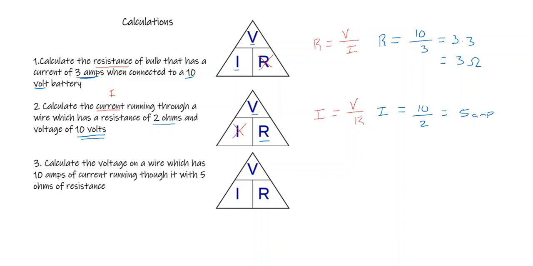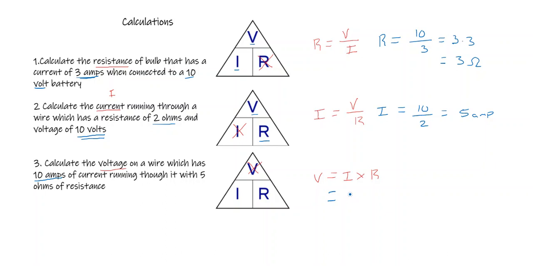And then the last one, it says calculate the voltage. So you're being asked to calculate the voltage. So we just cross out or cover up what it is that we're trying to calculate, and we can see that voltage is equal to I line R, and that means I multiplied by R. So therefore voltage is equal to the current multiplied by the resistance. So then we just read the question and take the values from the question. So calculate the voltage of a wire which has 10 amps of current. So the current is 10 amps. So that's I.